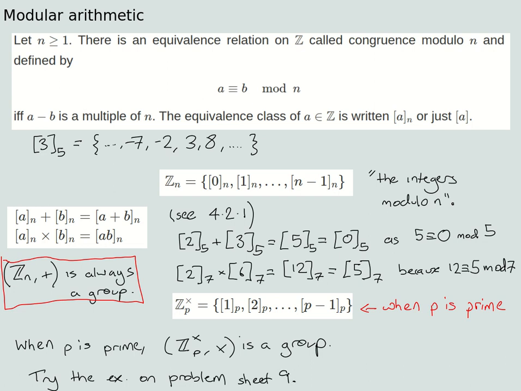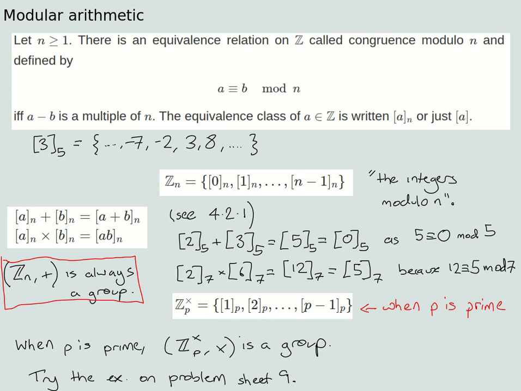So try that, try some additions and multiplications, get familiar with addition and multiplication of congruence classes, because we're going to be using those things a lot. So finally, a word about the title. Modular arithmetic just refers to addition and multiplication modulo n. In other words, these binary operations of addition and multiplication, which we've just defined on the sets of equivalence classes modulo a particular number n.